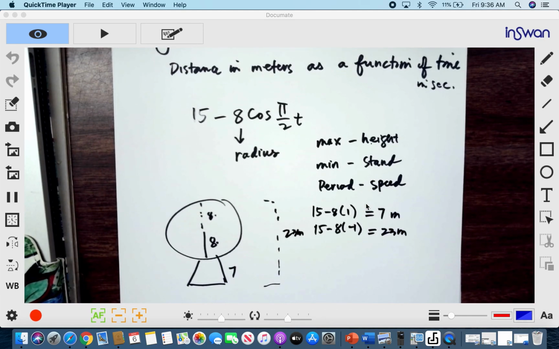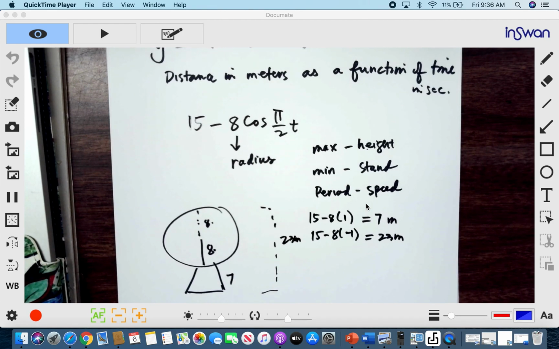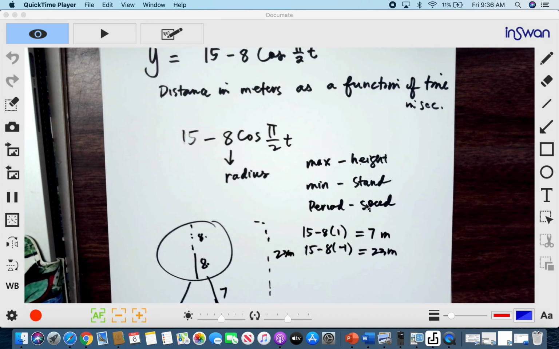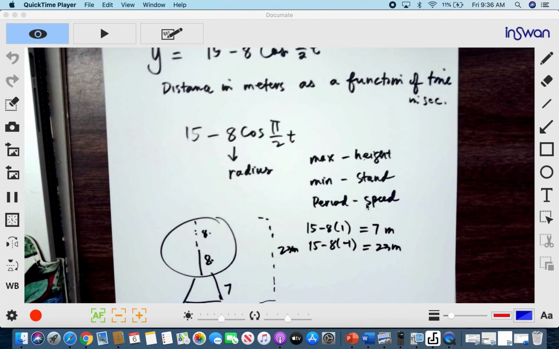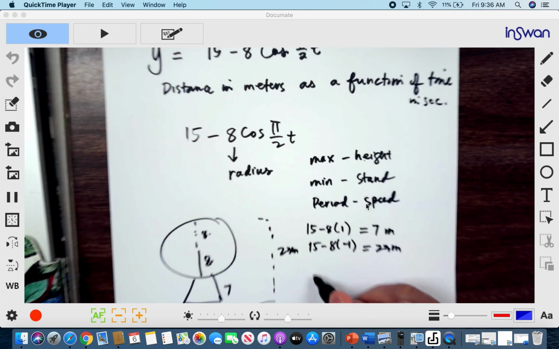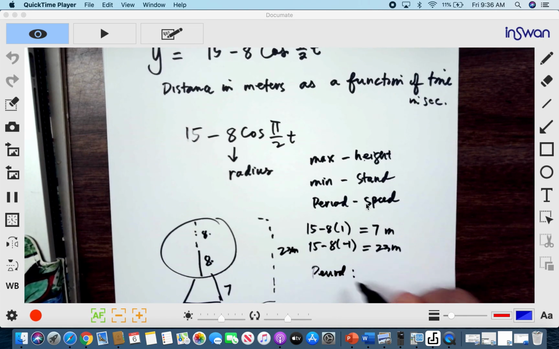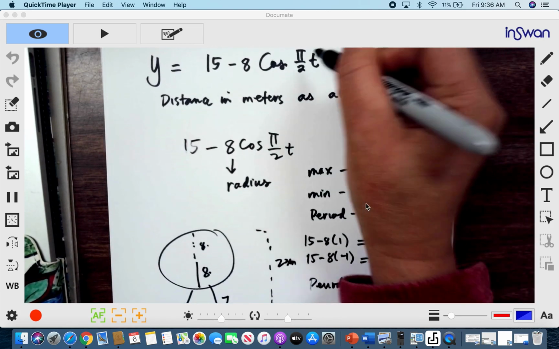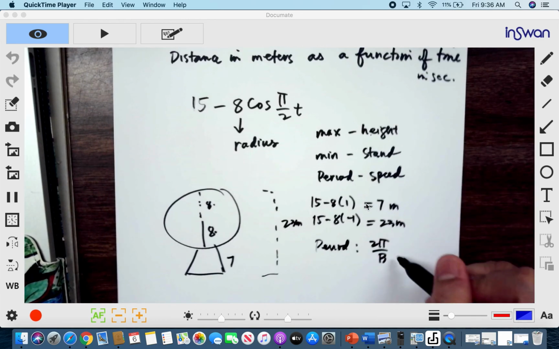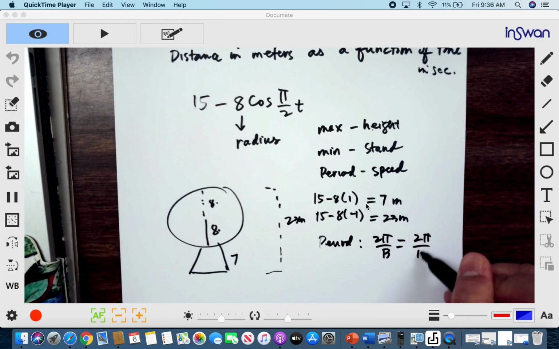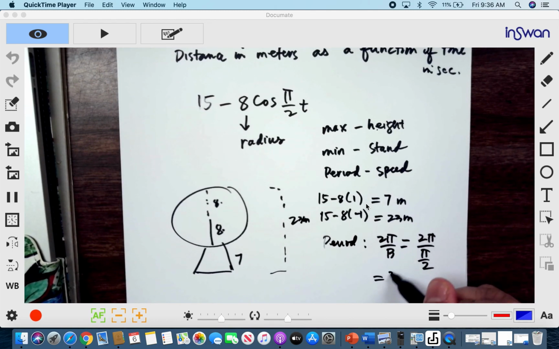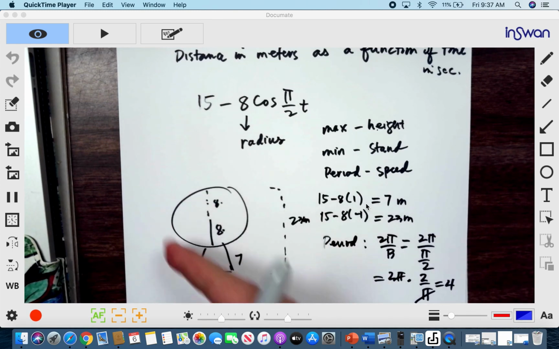Okay, so let's say, for example, my question is, how long will it take the Ferris wheel to have one complete rotation? So we will need to find the period. The period we know already is equivalent to 2 pi over b. And our b here is pi over 2. So that will be 2 pi divided by pi over 2, which gives us 2 pi times 2 over pi. And so we cancel that, that's 4. So that means the speed of this Ferris wheel is 4 seconds. It will take 4 seconds to complete a rotation.